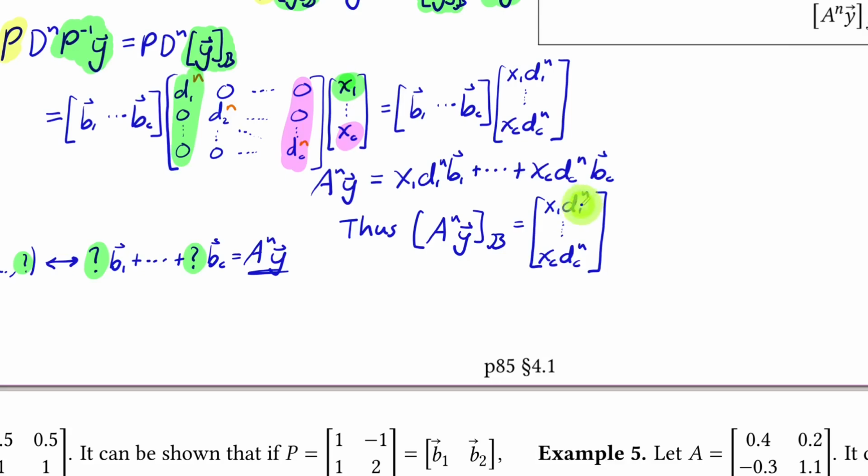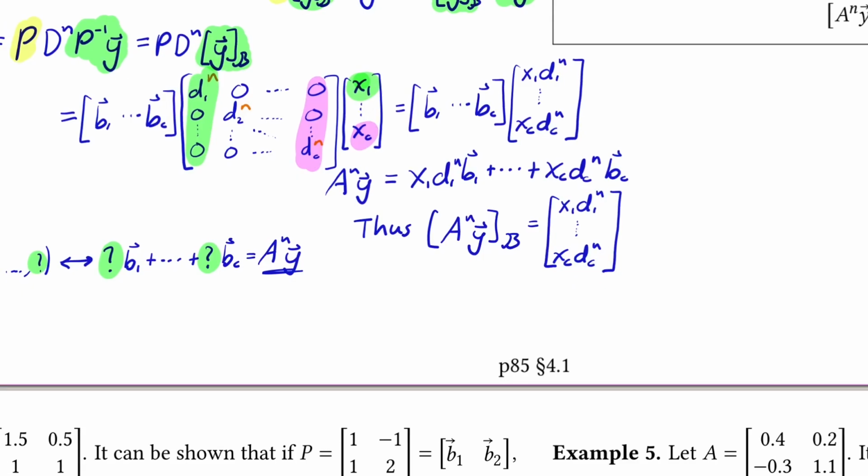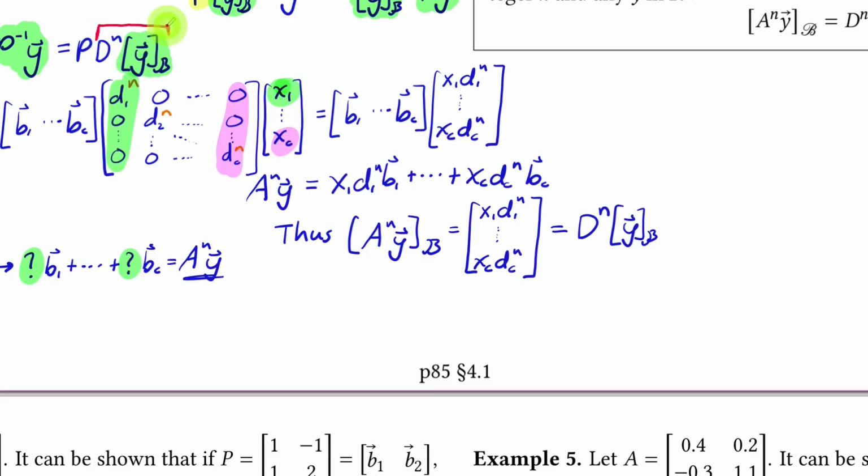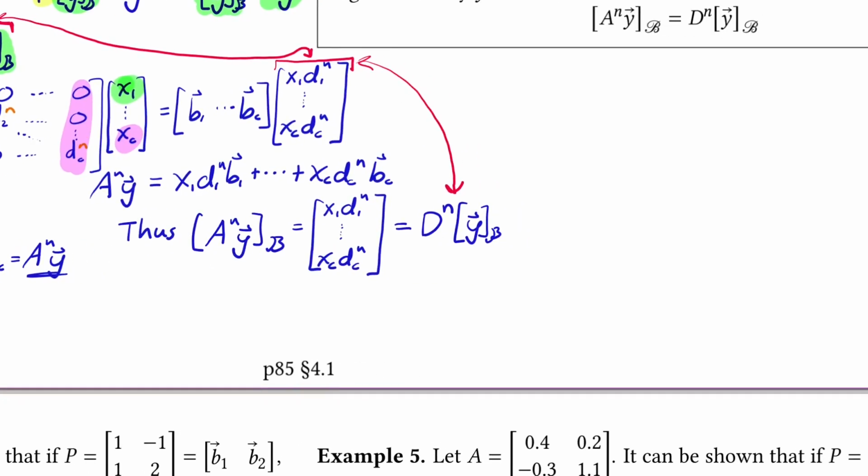It's x1 times d1 to the power n, and so on, up to xc times dc to the power n. And we just showed here, we're kind of going backwards now, that this is the same thing as this diagonal matrix to the power n times the x vector, which is the B coordinates of y. Did I say y coordinates of B? Yeah, B coordinates of y. So there we go. That proves the theorem.